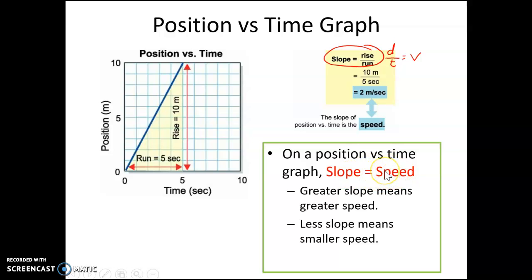Very cool. The greater the slope is, the greater the speed. Less slope, less speed. All that stuff. You need to know that. You need to know that. Make sure you have this down in your notes because you'll show your guest teacher.